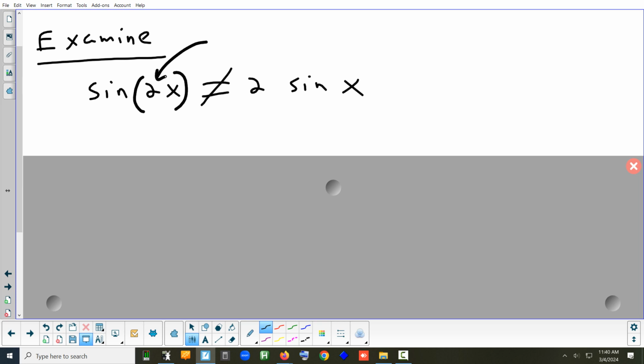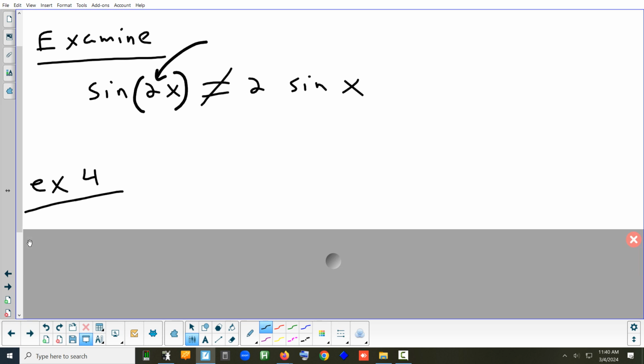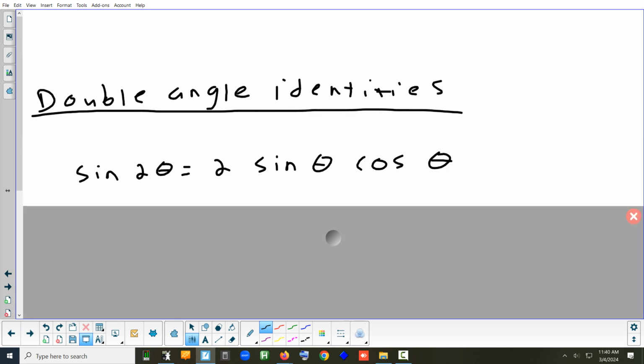This 2, though, is still a problem. When we're dealing with sines and cosines, you don't want anything inside here. I showed you how to get rid of a plus, and I showed you how to get rid of a minus. How do you get rid of a 2? That's what I'm going to show you right now. To get rid of a 2 inside parentheses, you can use that formula.